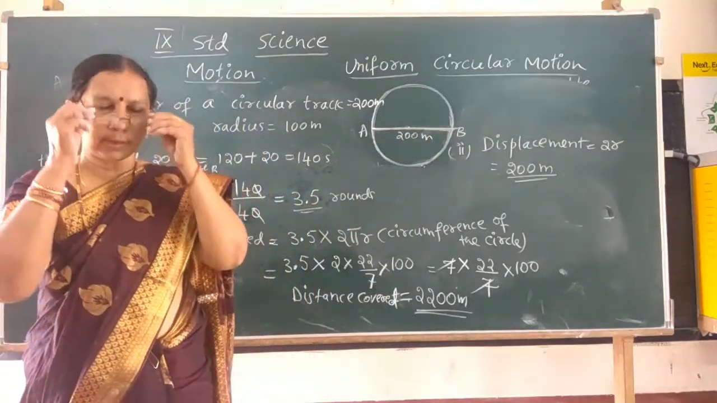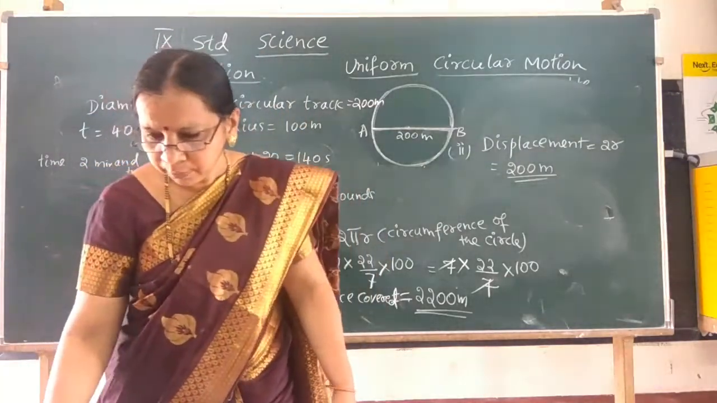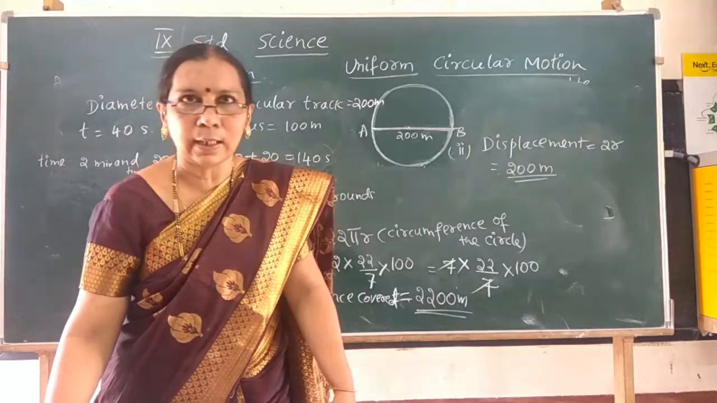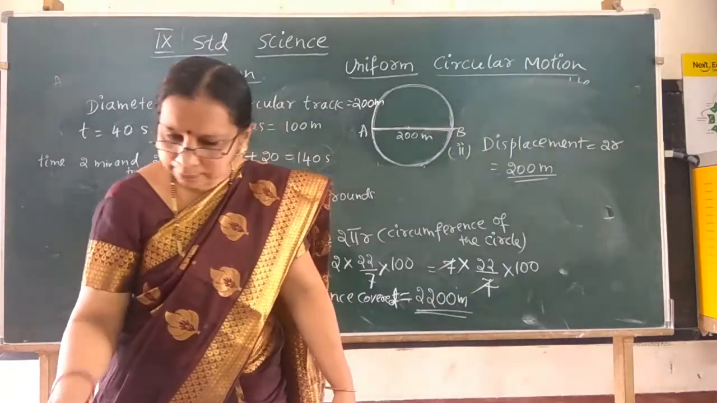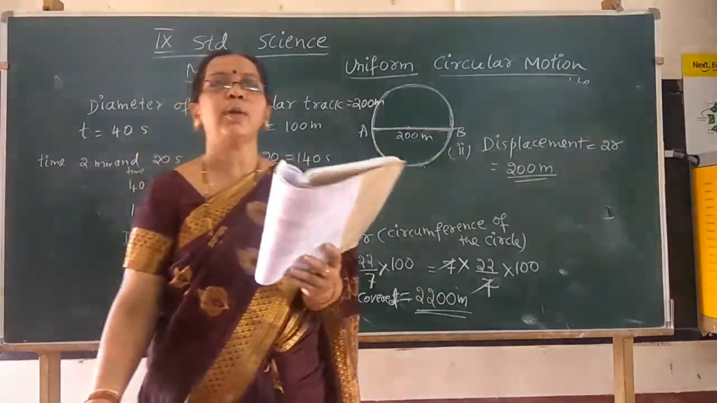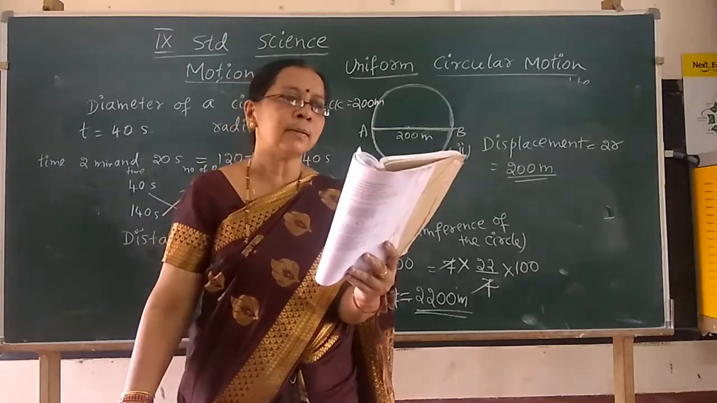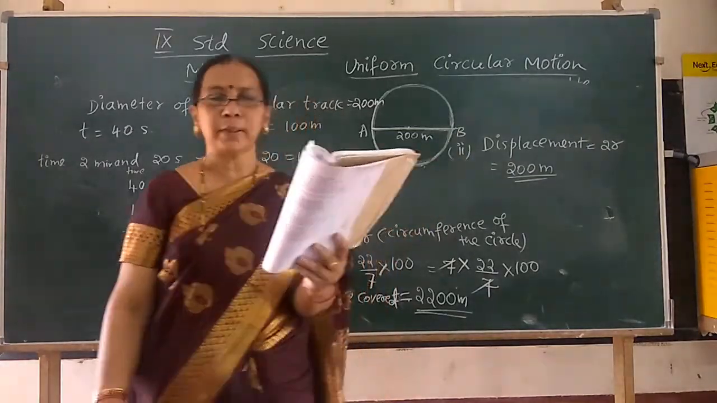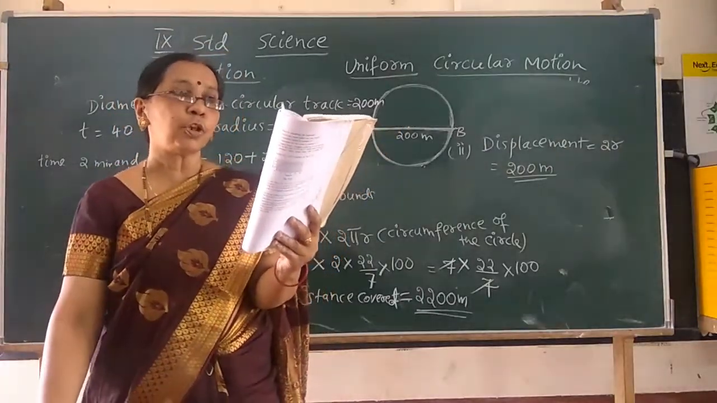200 meter is the displacement. So I hope you have understood the problem. Now let us go to another problem. You can also try at home. Let us work it out in the next class. I will take the fourth problem now. It's easy to work out. The second problem is a long problem, so let us solve it in the next class. Now let us solve the fourth problem.